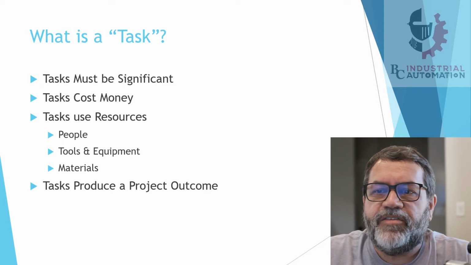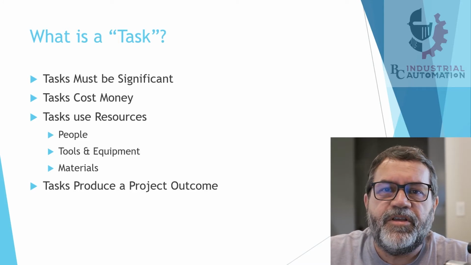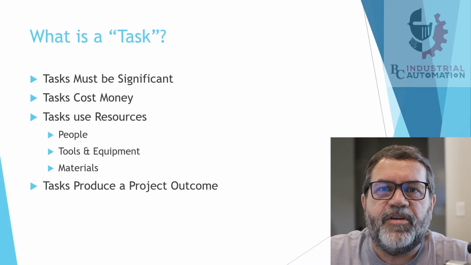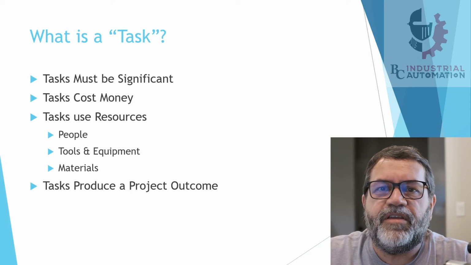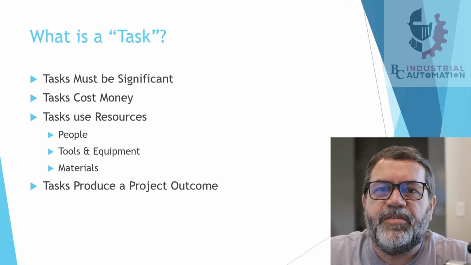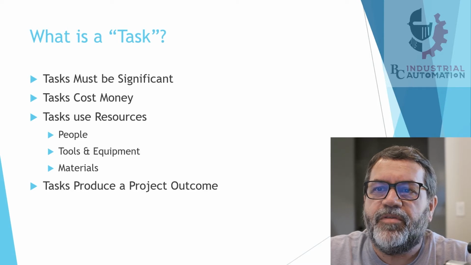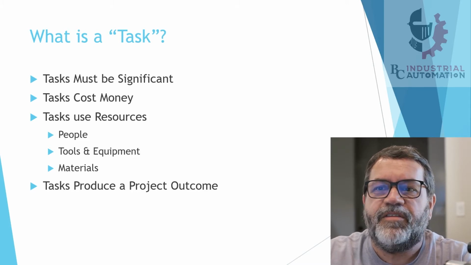And lastly, a task has to produce an outcome in the project. So again, if it's not related to the project, then it's not part of the work breakdown structure. If it's somewhat insignificant, then it's not worth managing and it doesn't go in the work breakdown structure. So it needs to be things that are managed, and keep in mind that the most important things that we're managing as project managers are time, people, and money. So if it doesn't involve those things, then it's not really a task that needs to be managed.